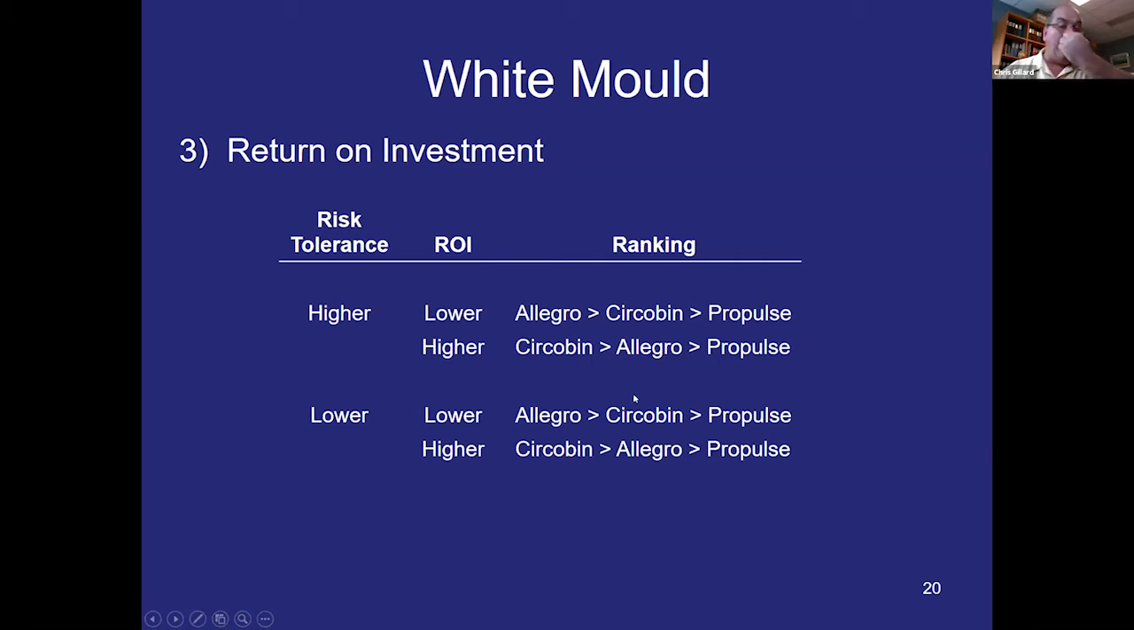And I think the really interesting thing about this whole part of it is that in Ontario, 95% of the white mold fungicides used are Allegro and Propulse. Cercoben really doesn't even hardly show up on the radar. And it's an old product, it's been around forever. But man, I think we need to do more work to get this product utilized by the industry.